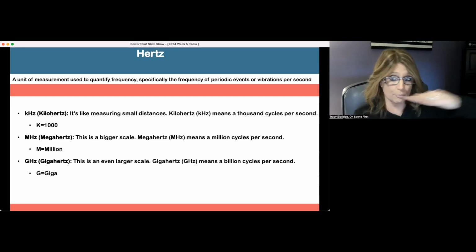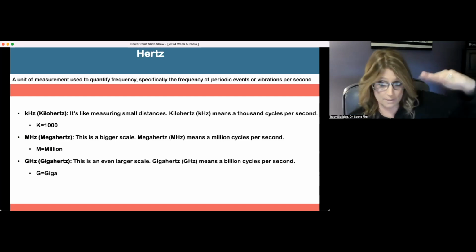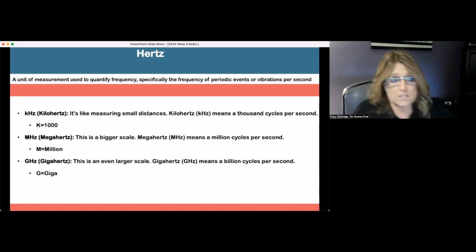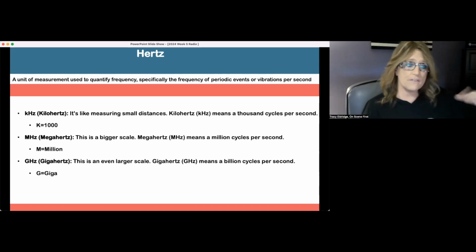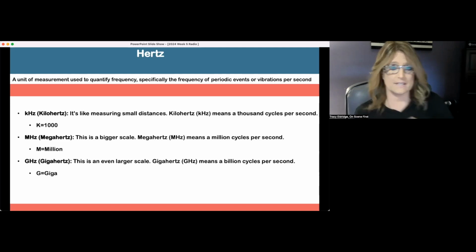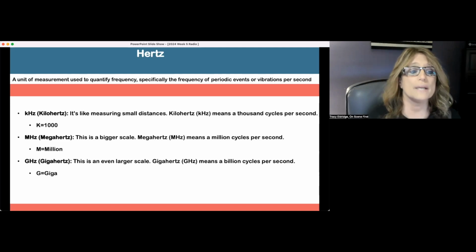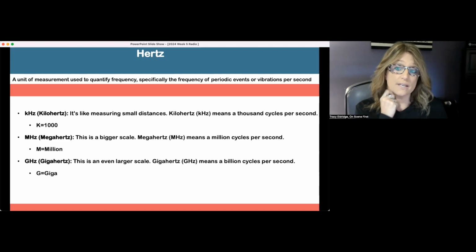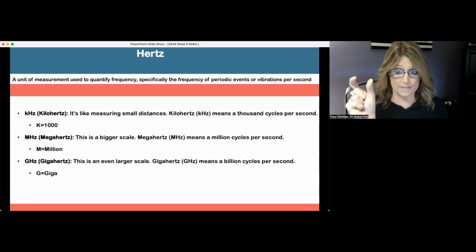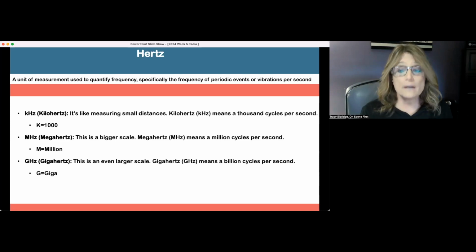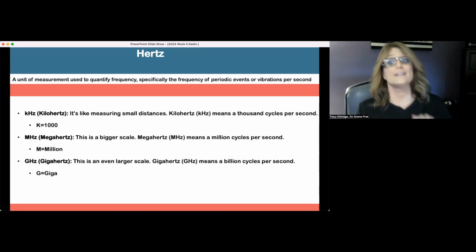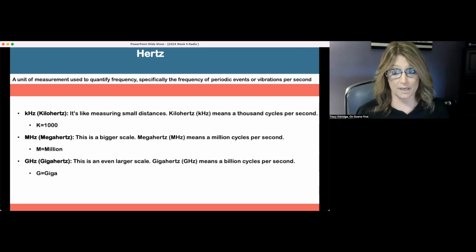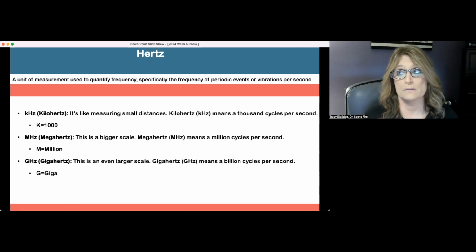Okay, so that vibration, I'm doing this because I'm going to show you some images in just a couple of minutes. So when you think of a vibration, it's doing this. But kilohertz is measuring smaller distances. Megahertz, bigger different distances. And gigahertz, even much bigger vibrations per second, right?